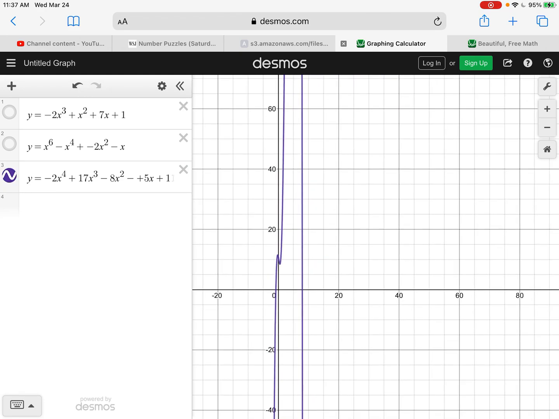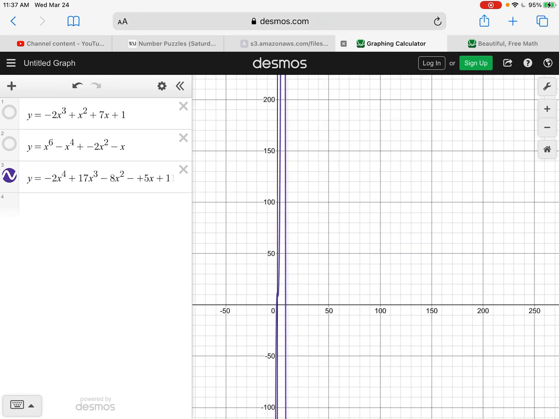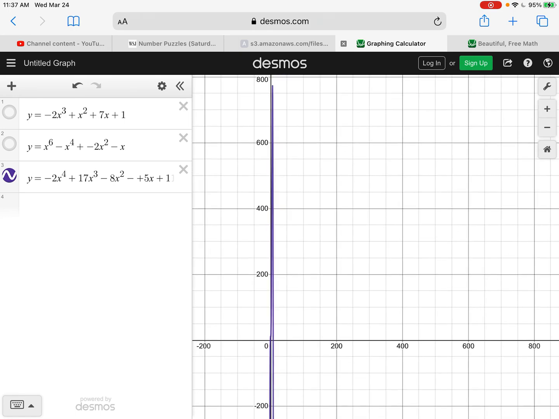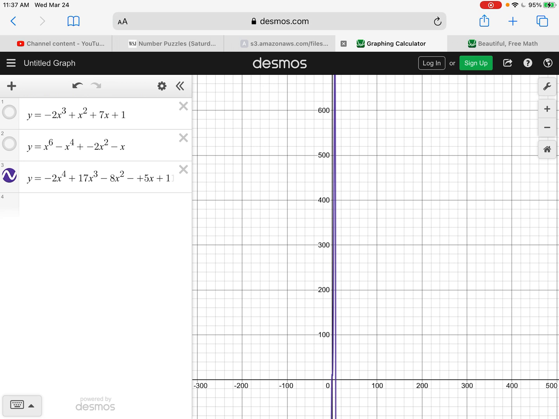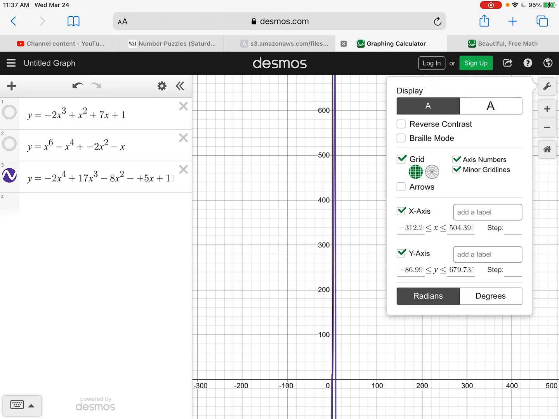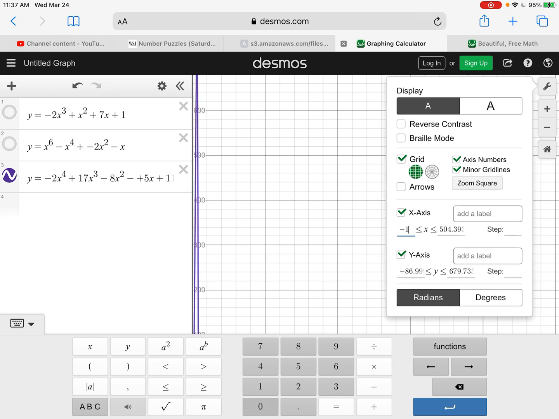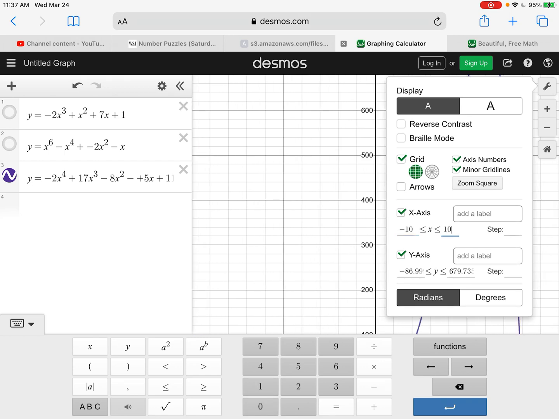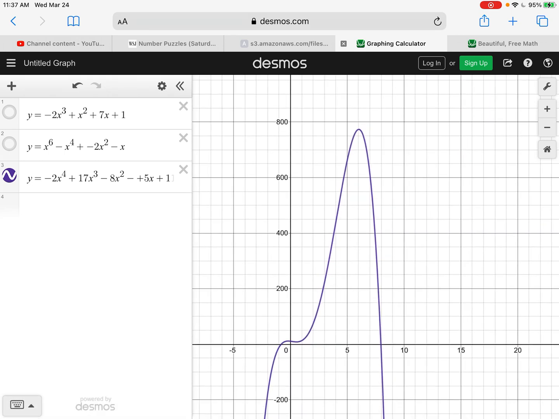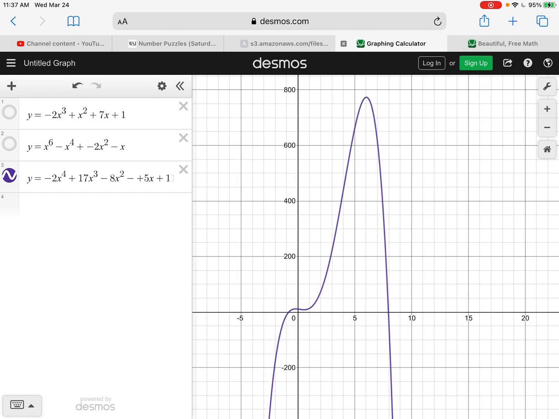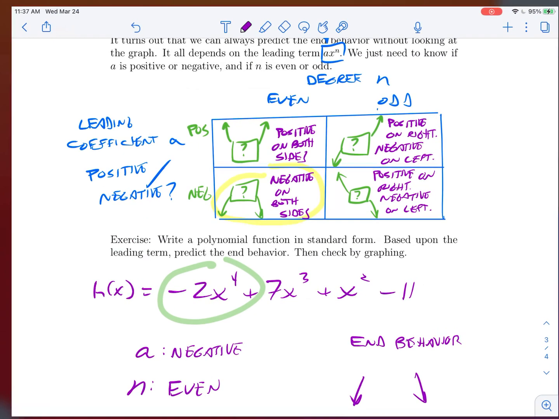But eventually, if I zoom out on this, there's a peak way up here that's kind of hard to see. But if I change my window, I'll be able to see that, yeah, there's some wiggle to this, but on the left and on the right, we're down at the bottom. Down at the bottom here, down at the bottom here. And that's what we predicted.